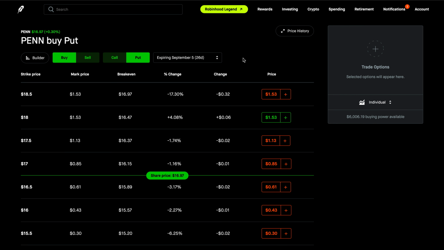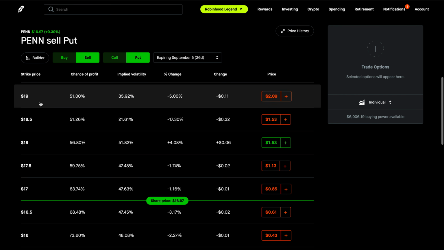So the first thing we would do then is start by selling a put there. So I would switch up here to sell, and then I would look for a strike price of 19. And we take a look, there is a strike price of 19 right here. So I would start by selling this put right here.